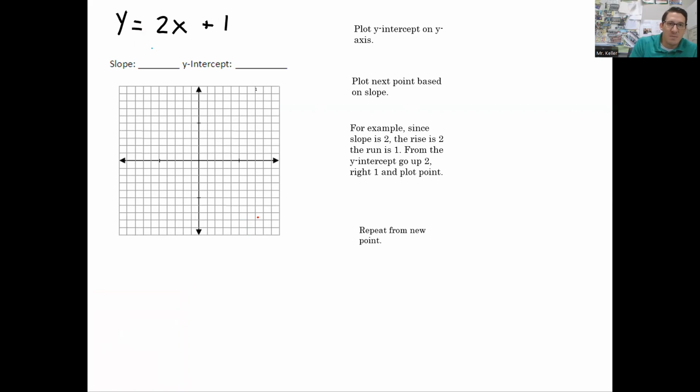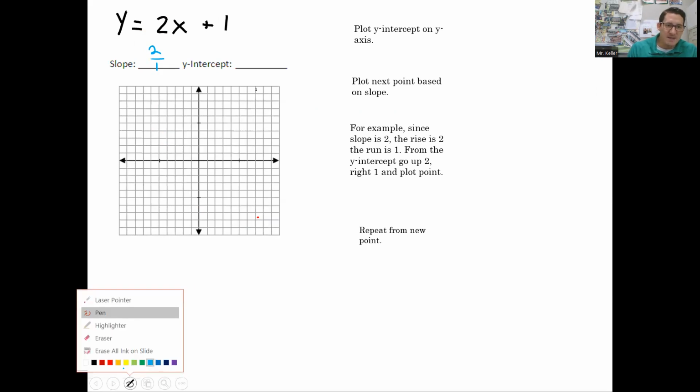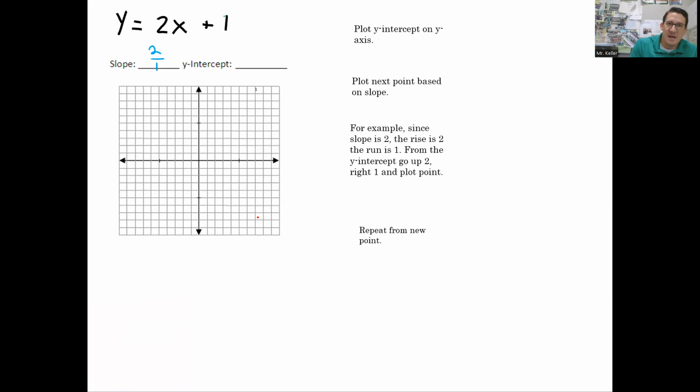Starting off with the slope is 2. It's the number attached to the x. Slope is easier as a fraction, so we can read the rise and the run. If it's a whole number, I'm gonna make it a fraction by putting it over 1. All right. Next is the y-intercept. That is the number that's being added or subtracted at the end. So plus 1 doesn't have a variable attached to it.